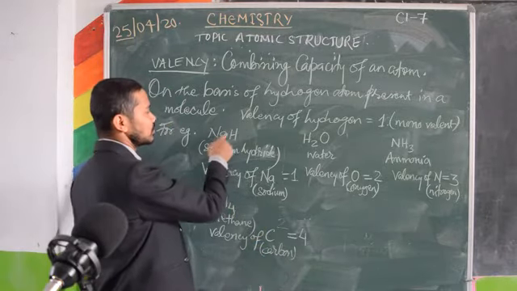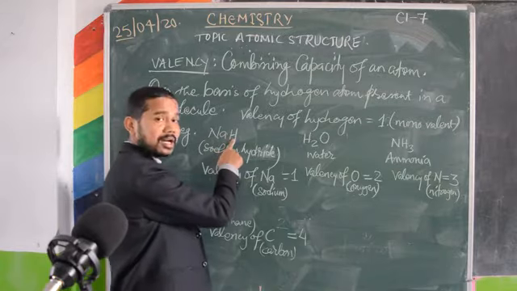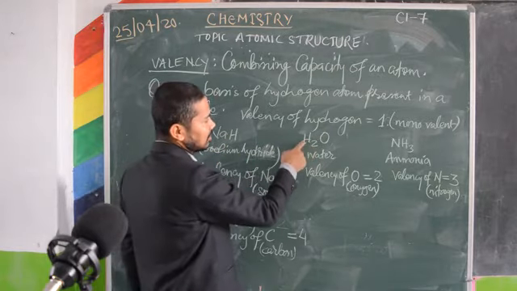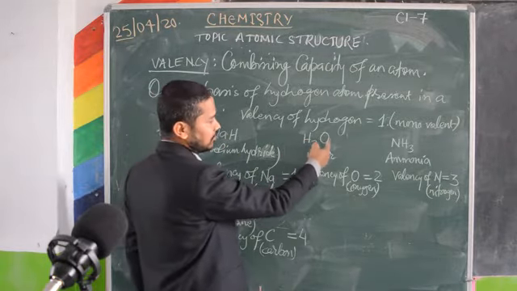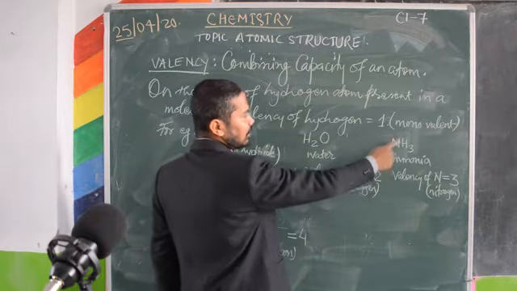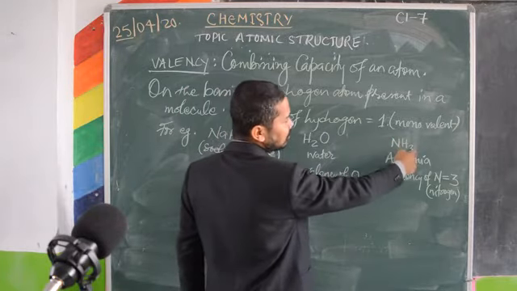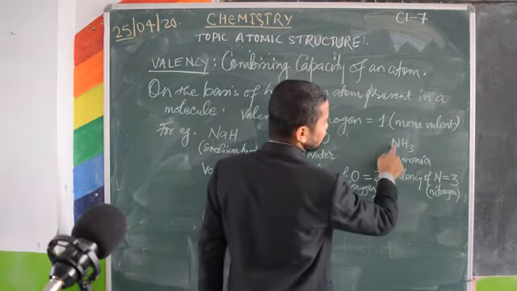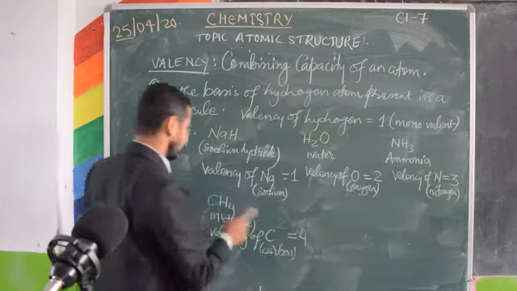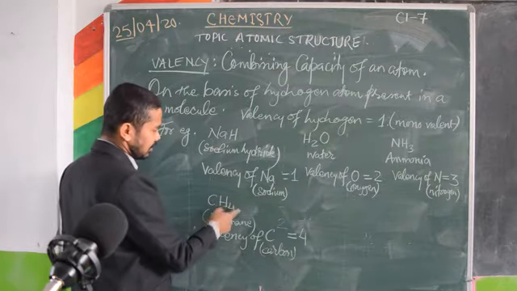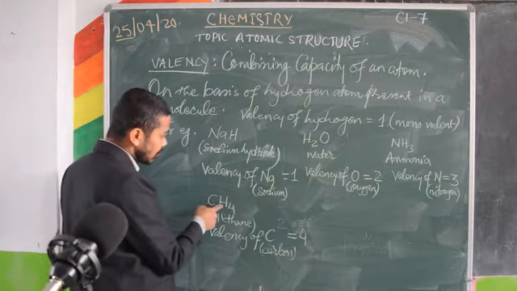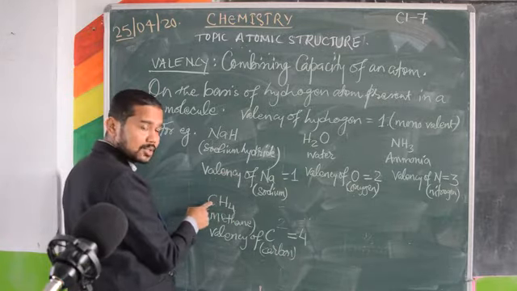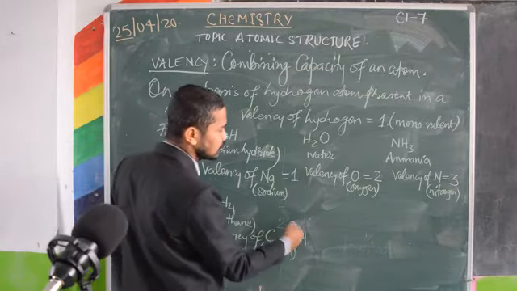So in NaH, sodium has valency 1 because there is 1 hydrogen. In water there are 2 hydrogen atoms, so the valency of oxygen is 2. In ammonia there are 3 hydrogen atoms, so the valency of nitrogen is 3. In methane there are 4 hydrogen atoms combining with carbon, so the valency of carbon is 4.